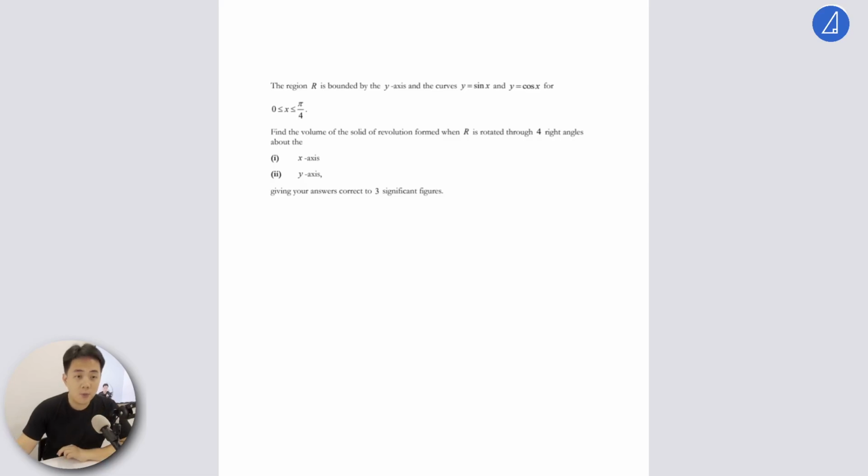Let's look at this question here, which was taken from one of the school tutorials. I believe this is the ACJC tutorial. So the region R is bounded by the y-axis, the curve y equals sine x, and the cosine curve for 0 to 45 degrees, all right, pi over 4.